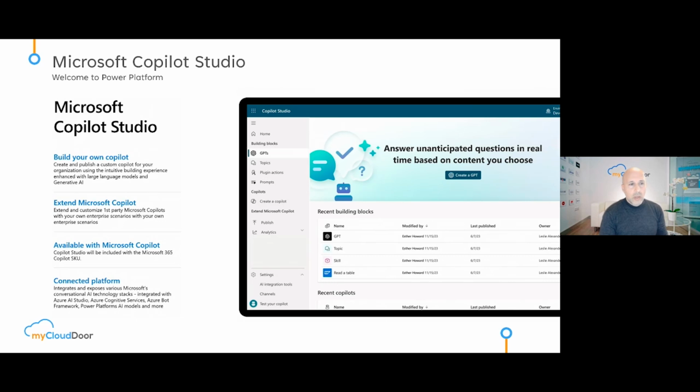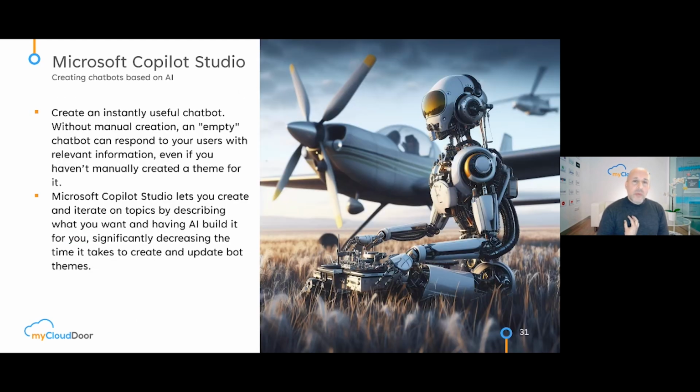And it includes Power Builder agents as well. And what can you do with Copilot Studio? We can build your own Copilot, extend other Microsoft Copilots, and connect with all the Power Platform and Dynamics ecosystem. With Copilot Studio, we create an instantly useful chatbot, for example, and we can make a helpful chatbot quickly.